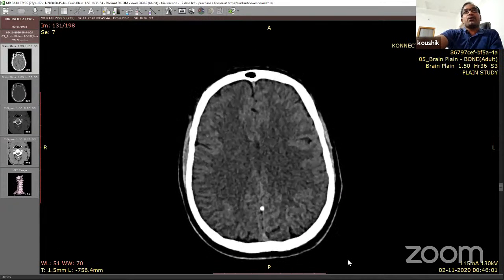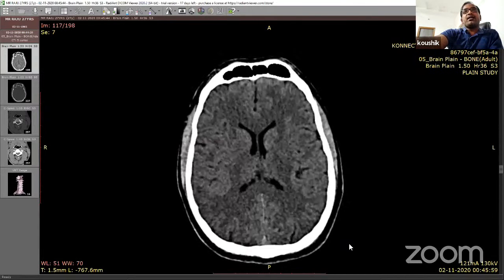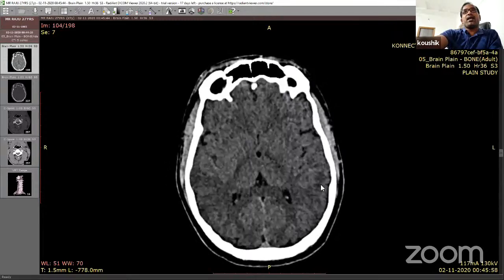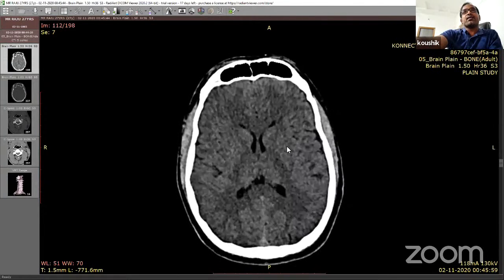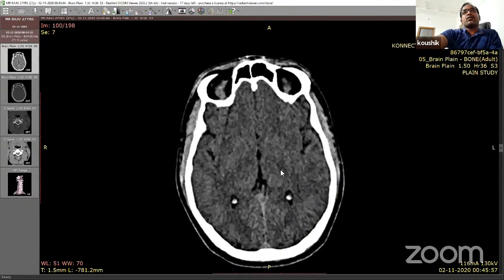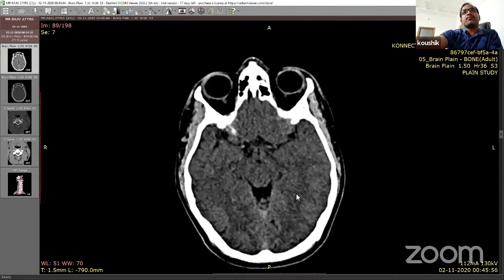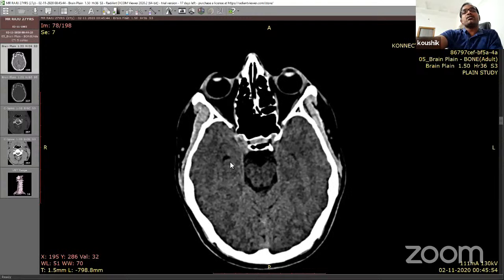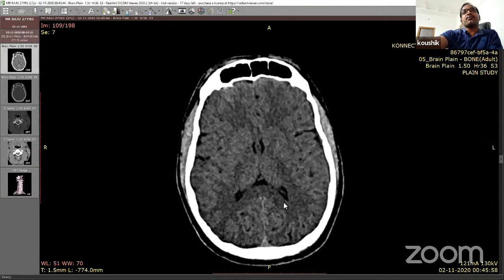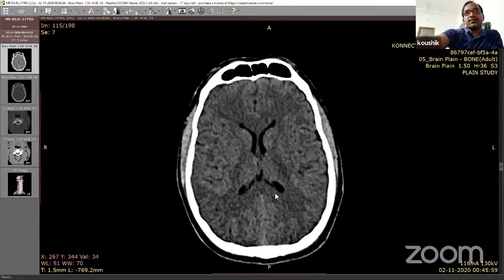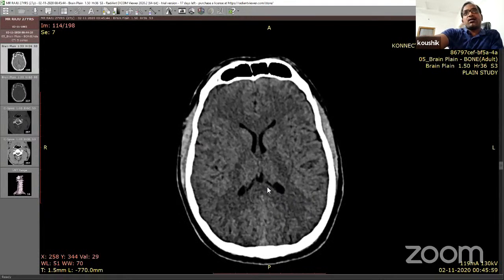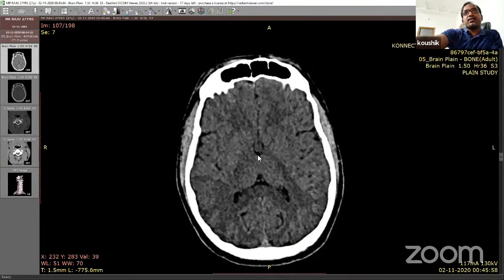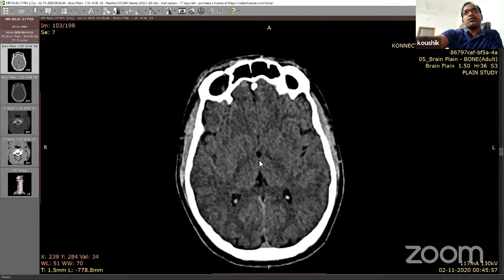So other than that, if we go into the ventricular system here, these are the bilateral lateral ventricles: frontal horns, occipital horns, temporal horns of the lateral ventricles. After the lateral ventricles, here we can see the bilateral foramen of Monro opening into the third ventricle.